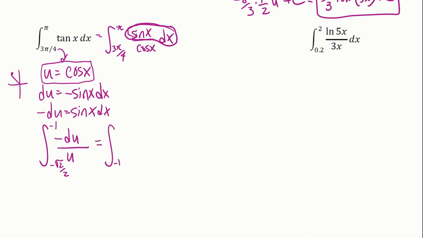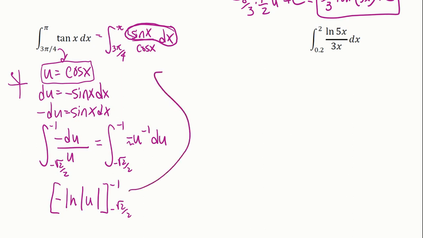So this is the integral from negative root 2 over 2 to -1 of negative u to the -1 du. And then the antiderivative of negative u to the -1 is not going to use the power rule, because if you added 1, you would get u to the 0. That's not the antiderivative of u to the -1. The antiderivative of u to the -1 is ln of absolute value of u. And there's a negative here because I had a negative here. So I have negative ln absolute value of u from negative root 2 over 2 to -1.